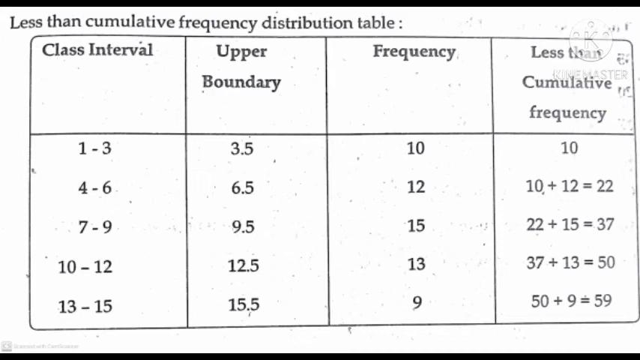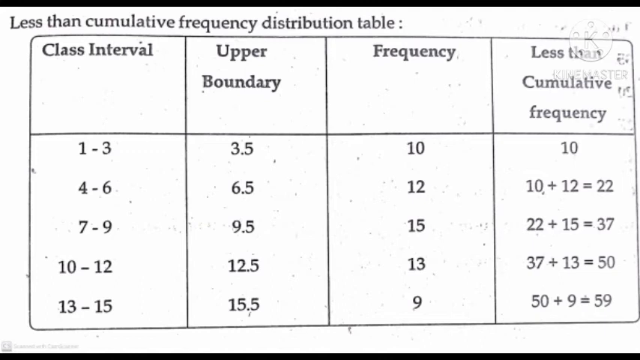Next we have to calculate the less than cumulative frequency distribution table. First create the table with four columns. The first column is class interval, the second is upper boundaries, the third is frequency, and the fourth is less than cumulative frequency. Class interval, upper boundary and frequency are copied from the first question.